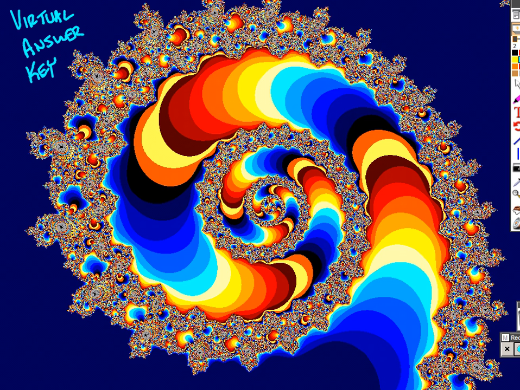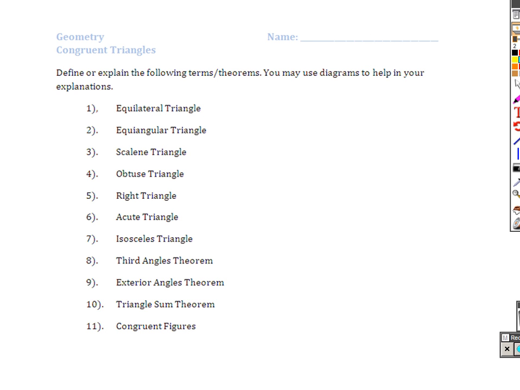The first 11 problems on here are pretty straightforward. Do you know what an equilateral triangle is? Okay, three congruent sides. Do you know what equiangular means? Okay, three congruent angles. And you can just get all these straight from your notes. You can use diagrams to help you. So like for equiangular, if it helps you to draw something like that to explain it, that works very well.